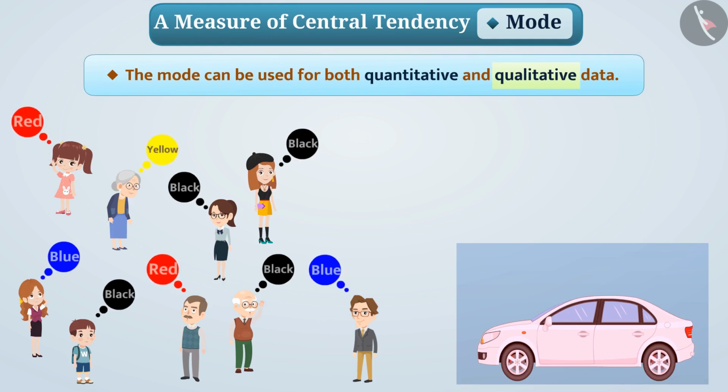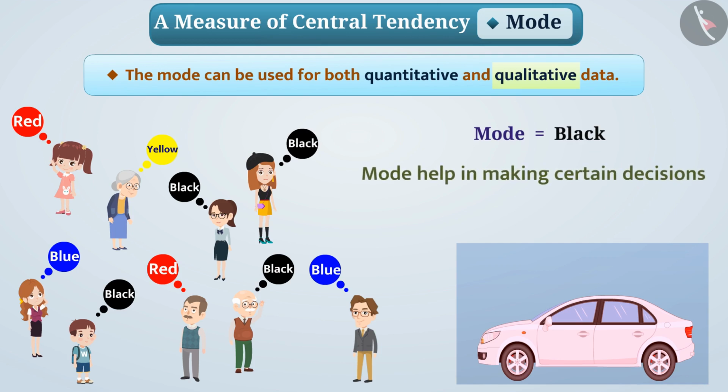Following are the opinions of the family members regarding the color of the car. Their mode is black color. So, the mode will help in making decisions related to the color of the car.